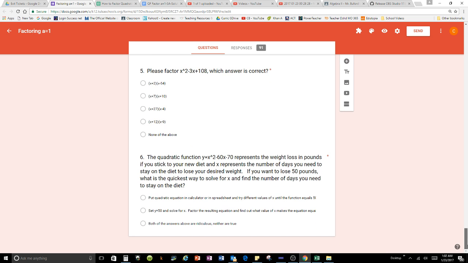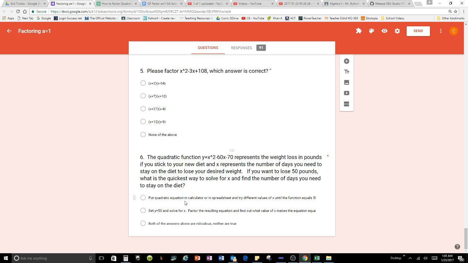And finally, we have the quadratic function y equals x squared minus 60x minus 70 represents the weight loss in pounds if you stick to your new diet, and x represents the number of days you need to stay on the diet to lose your desired weight. If you want to lose 50 pounds, what is the quickest way to solve for x and find the number of days that you need to stay on the diet?